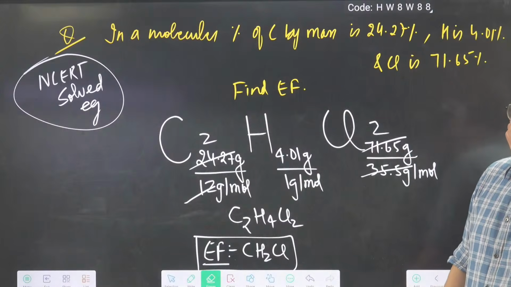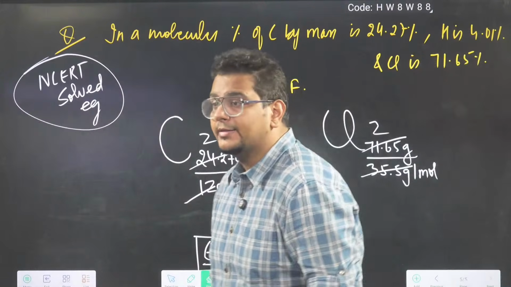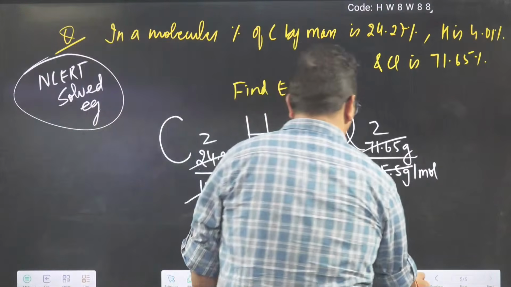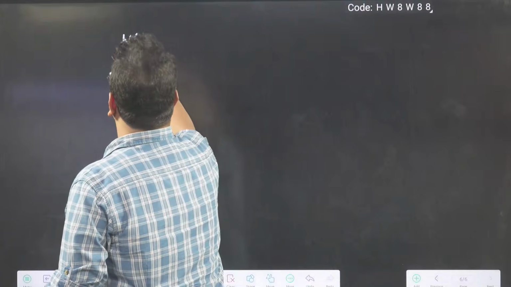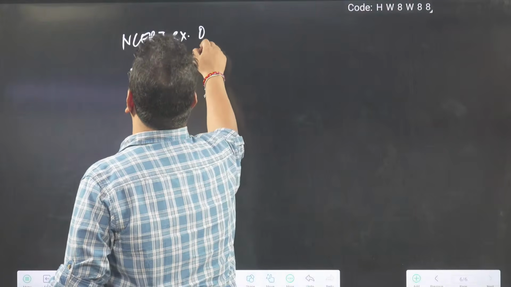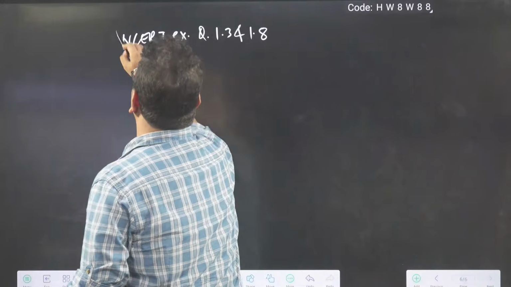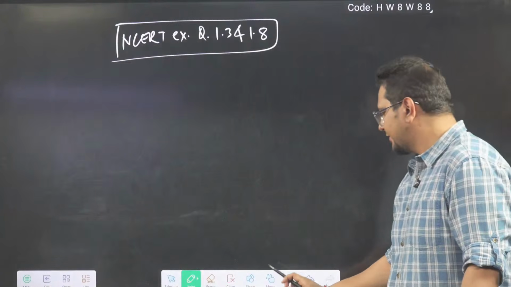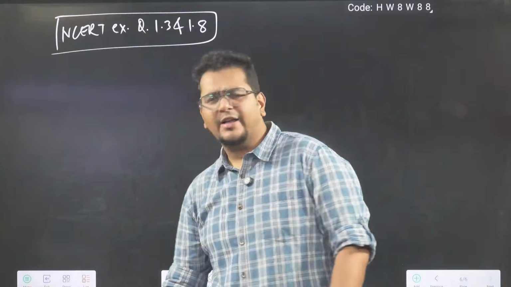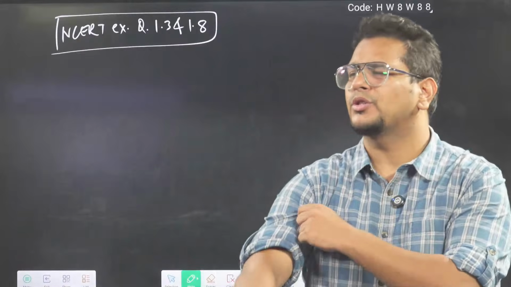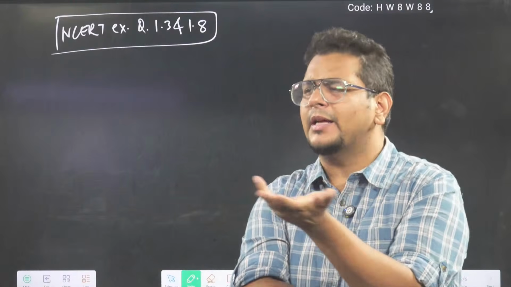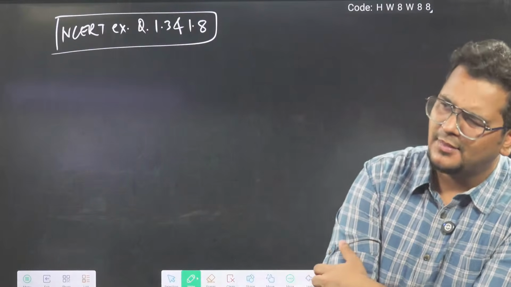So are you ready for the next question? Open the NCERT exercise question number 1.3 and 1.8. So two questions we will do. Why, sir? Because NCERT has given the same question two times. In the exercise they are giving one time empirical formula, one time molecular formula, but the question is the same.